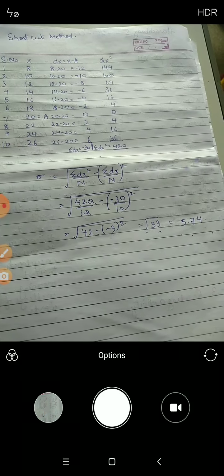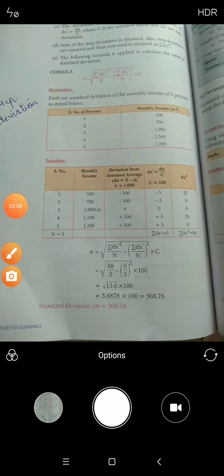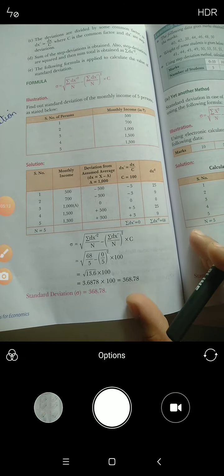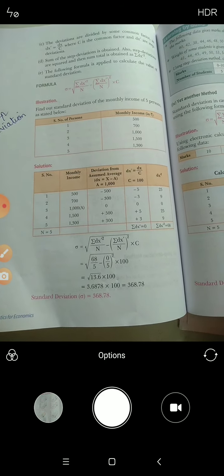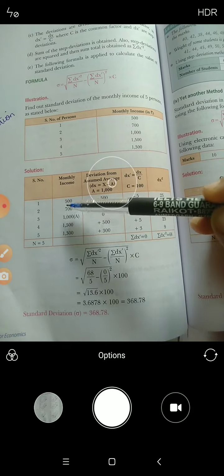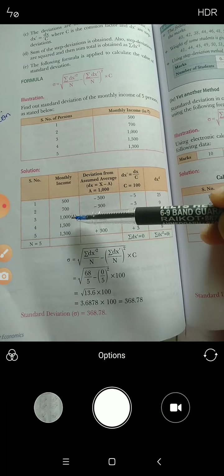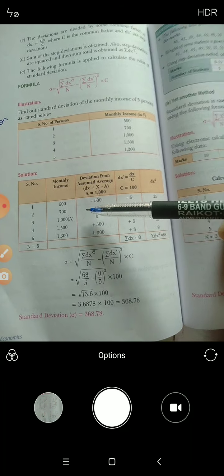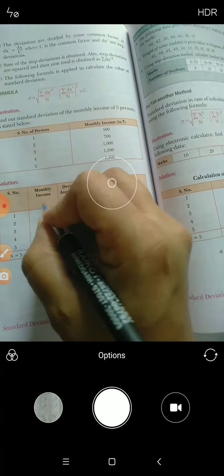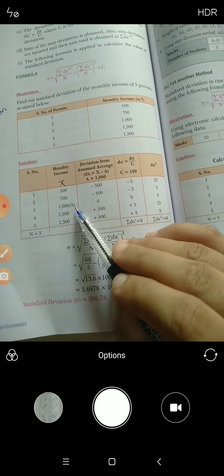We have discussed two methods till now. The third method is the step deviation method. How to calculate it in the case of the step deviation method: again we are given the serial number and the income of the people. Firstly, as we did in the shortcut method, we have assumed a value and found the difference between the assumed value and the monthly income, that is dx is equal to x minus a, where a is the assumed value.